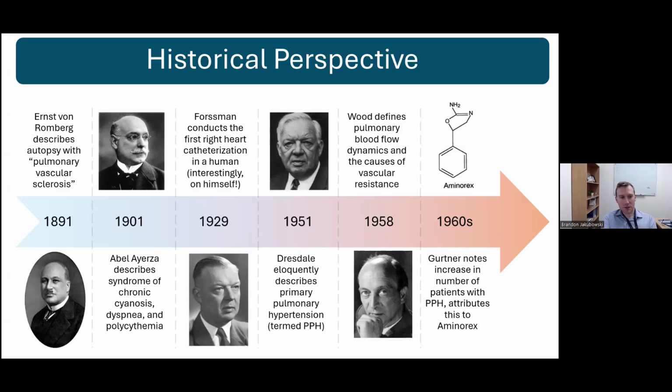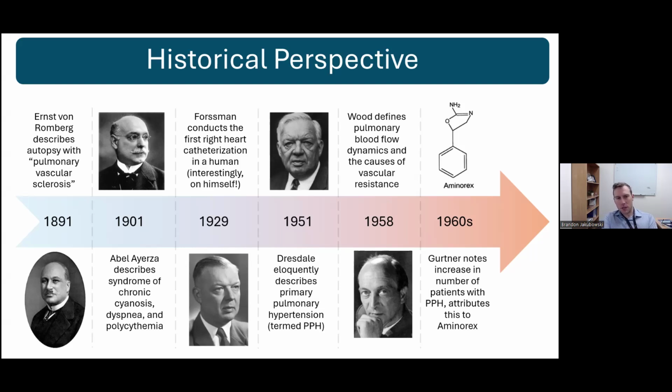A few decades after that, Dresdale is the first person who coins the term primary pulmonary hypertension, which he defines as a condition in which an elevated pulmonary artery pressure exists without a demonstrable cause. In that same decade, in the late 1950s, Paul Wood describes the dynamics of blood flow through the lungs and the factors that contribute to the resistance encountered by blood as it passes through the pulmonary circulation. And it's really in the 60s where the story starts to get particularly interesting.